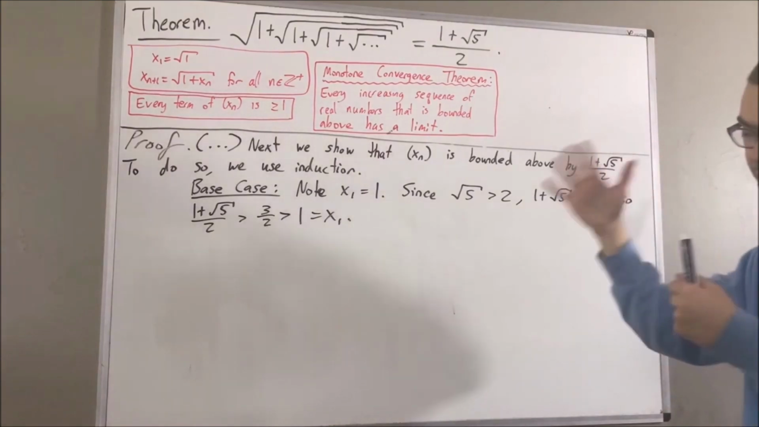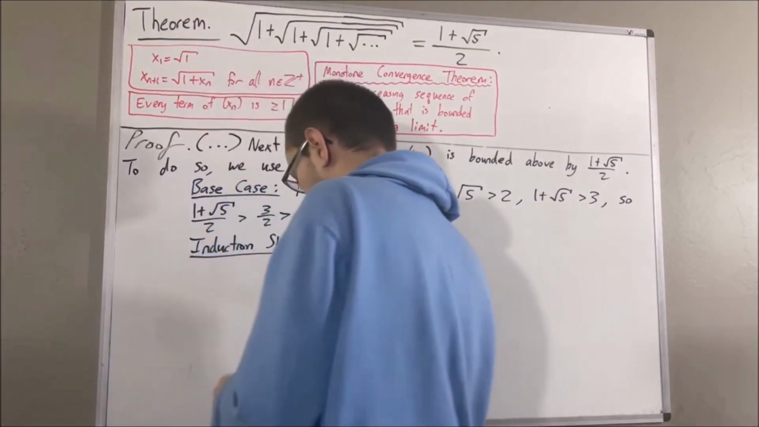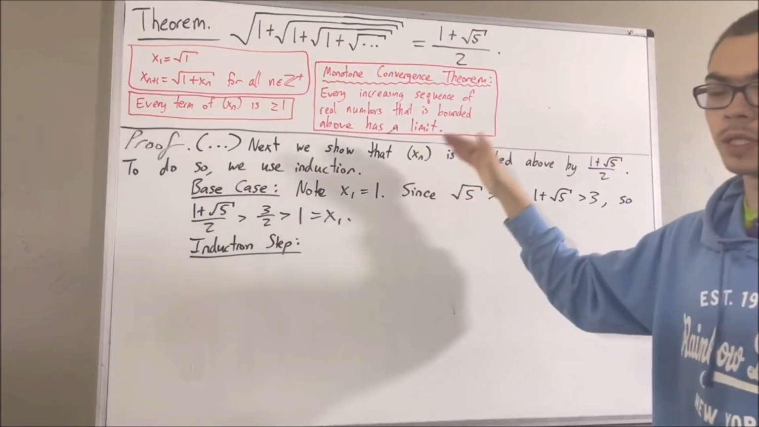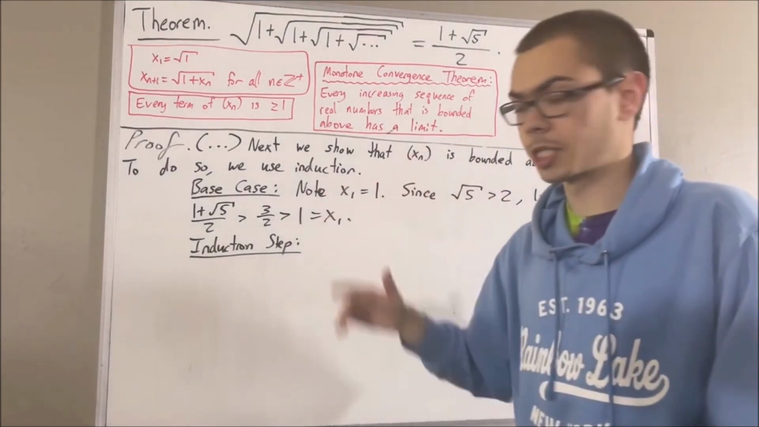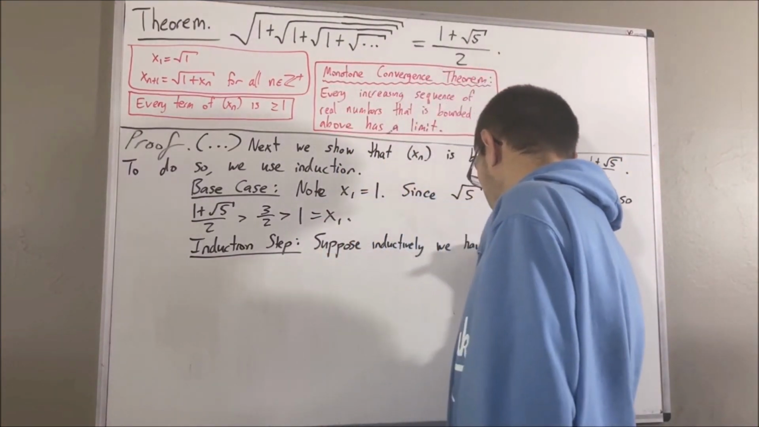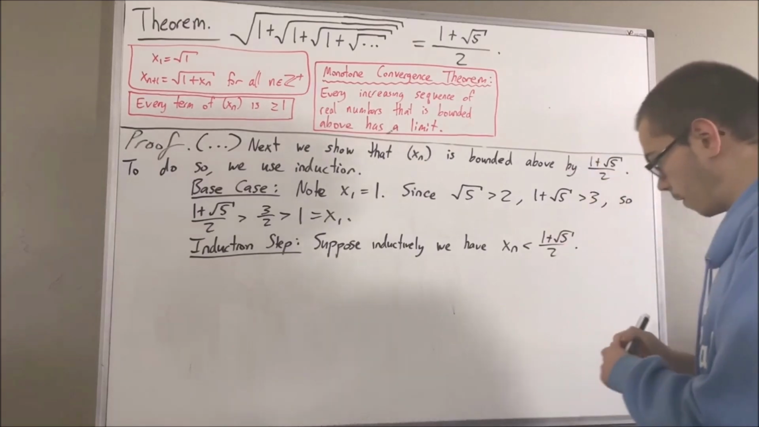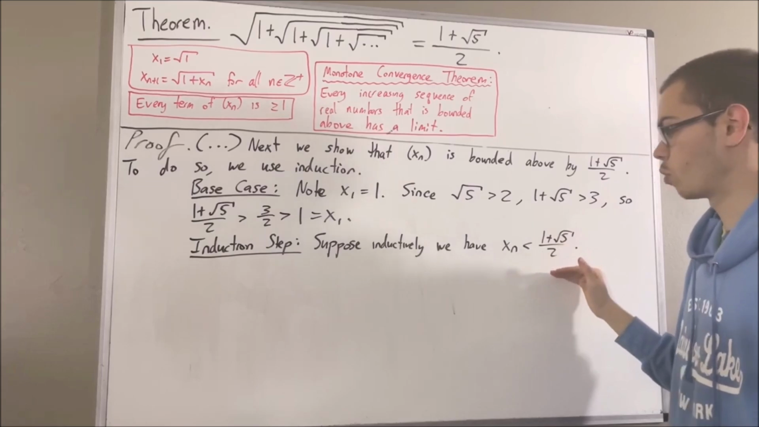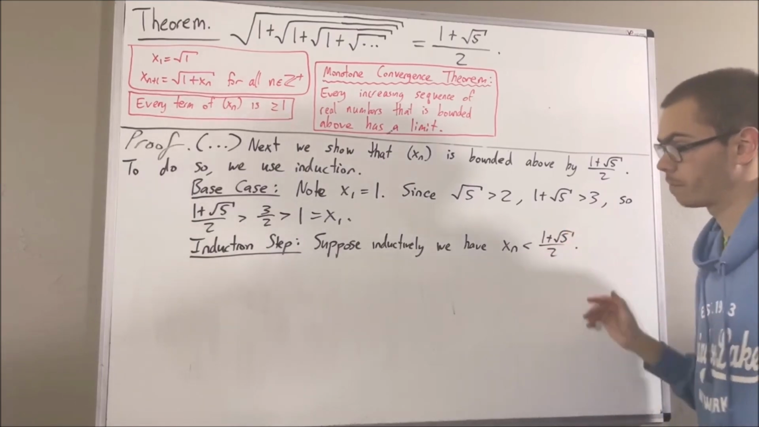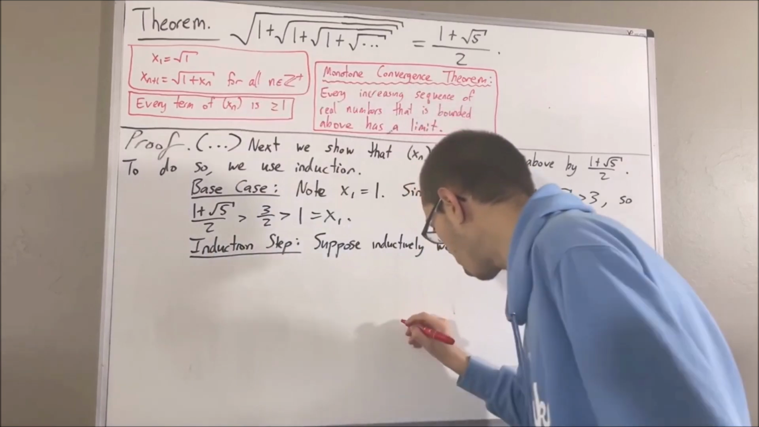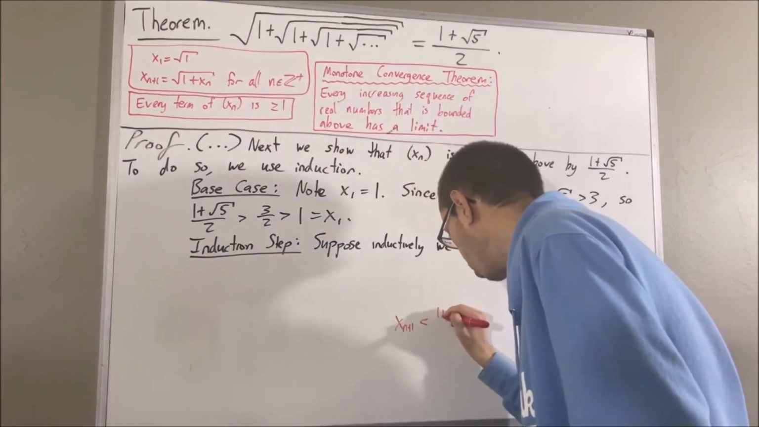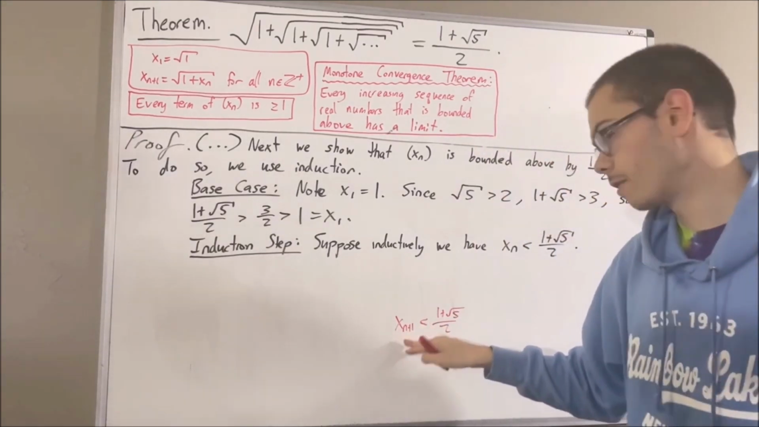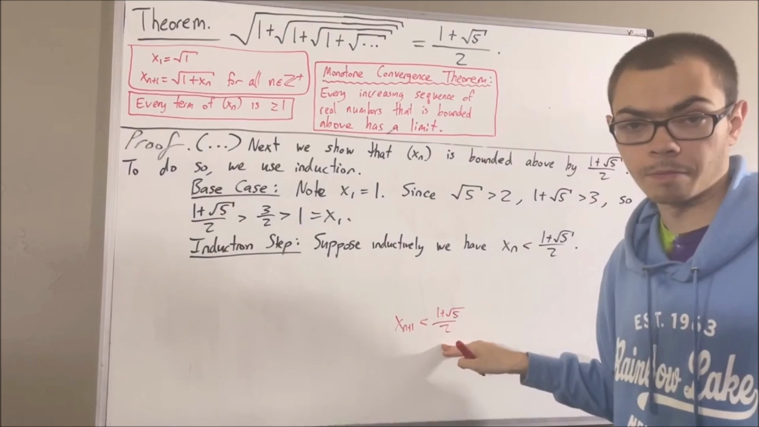Now let's move on to the induction step. In the induction step, we give ourselves an arbitrary term of our sequence, and we assume that that term is less than the golden ratio. The whole goal from here is to show that the next term of our sequence is less than the golden ratio. That is, we want to show that x_{n+1} is less than the golden ratio. Now, to show that x_{n+1} is less than the golden ratio, we're actually going to show that x_{n+1} squared is less than the golden ratio squared.